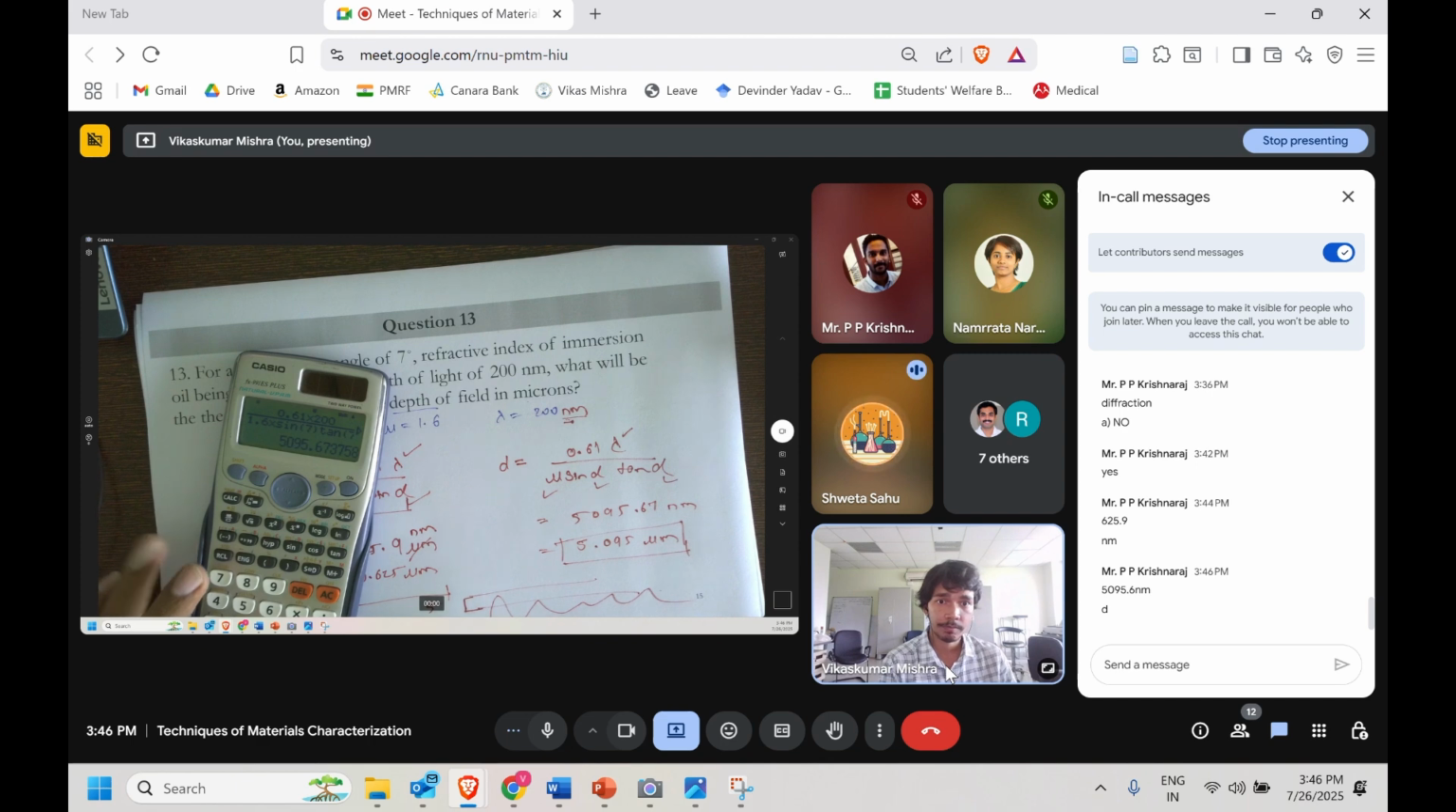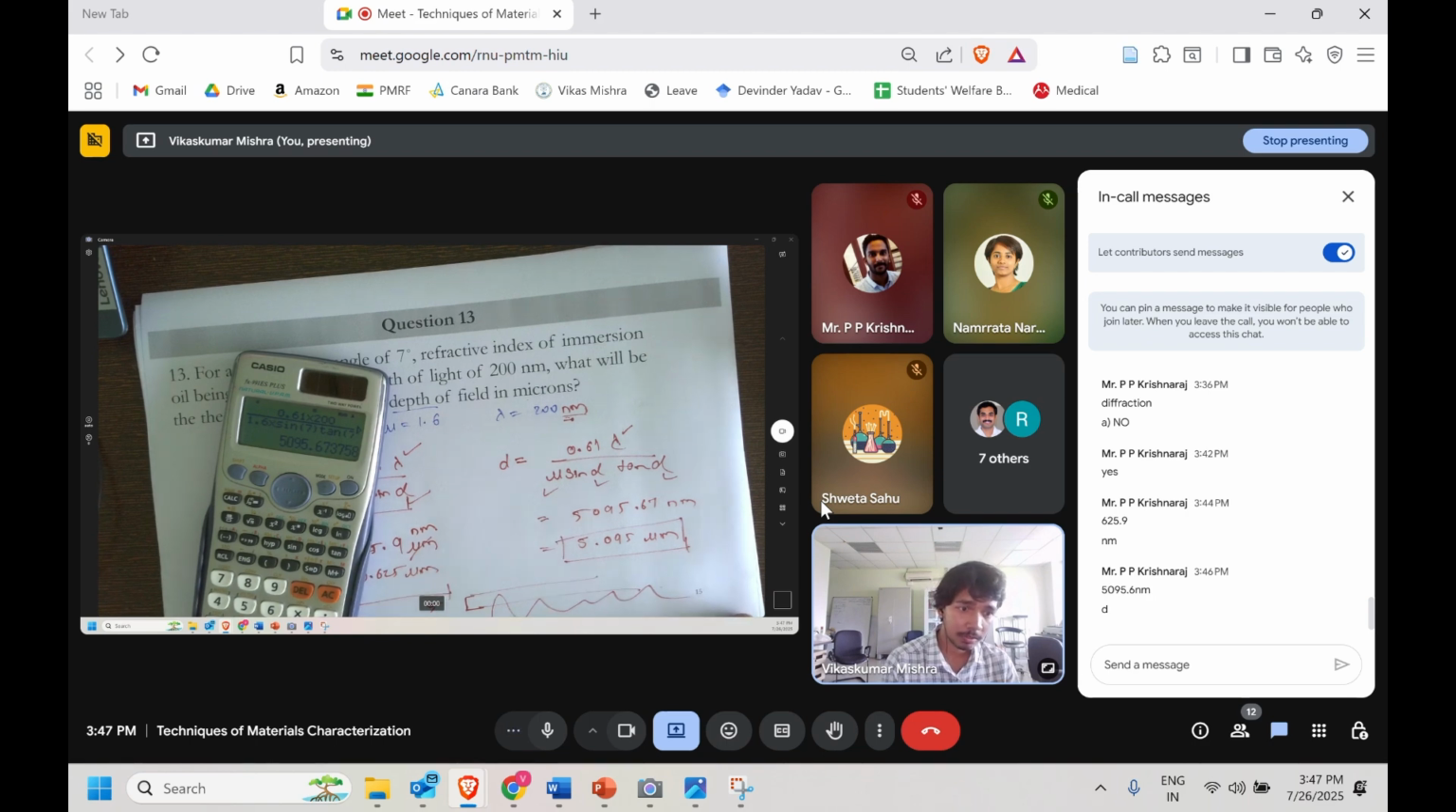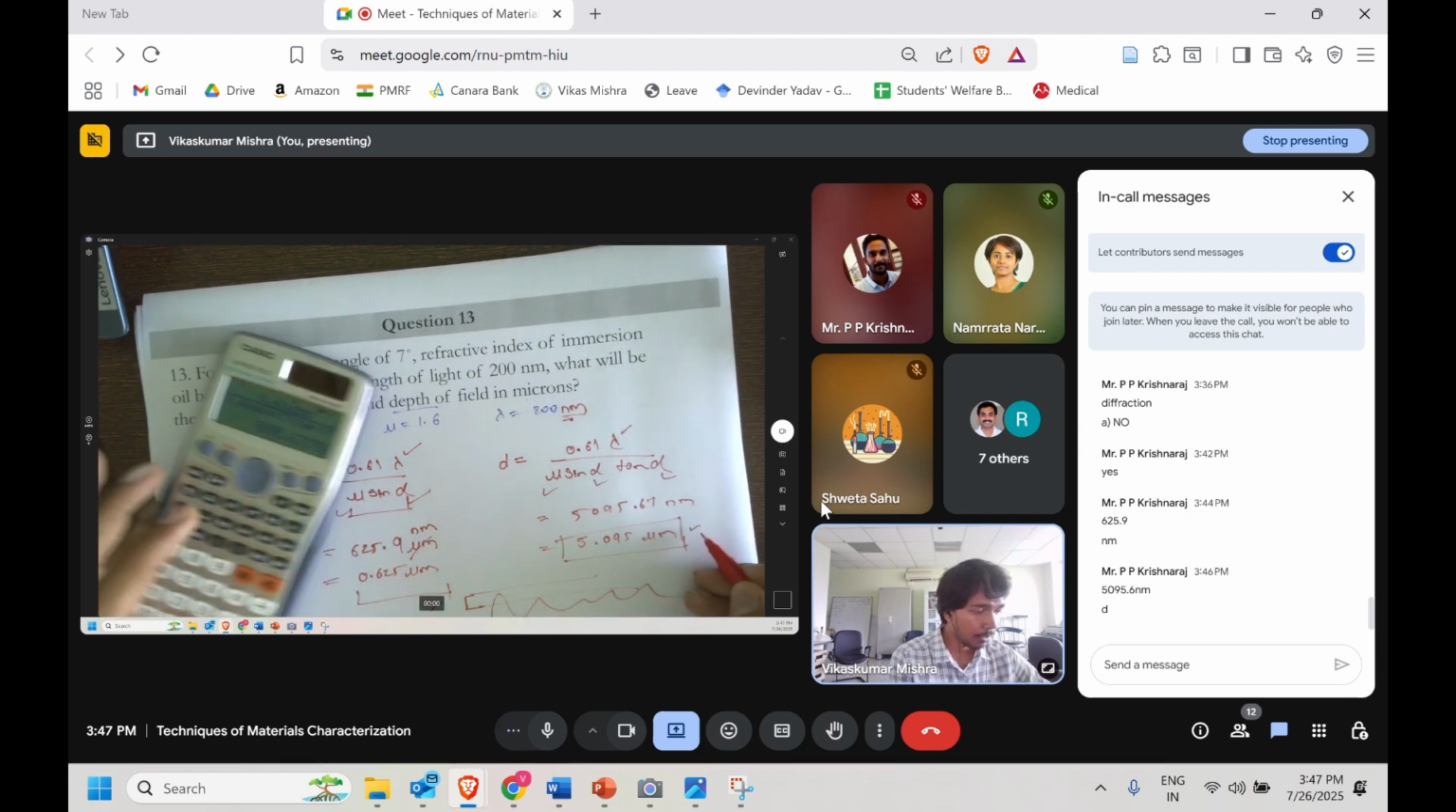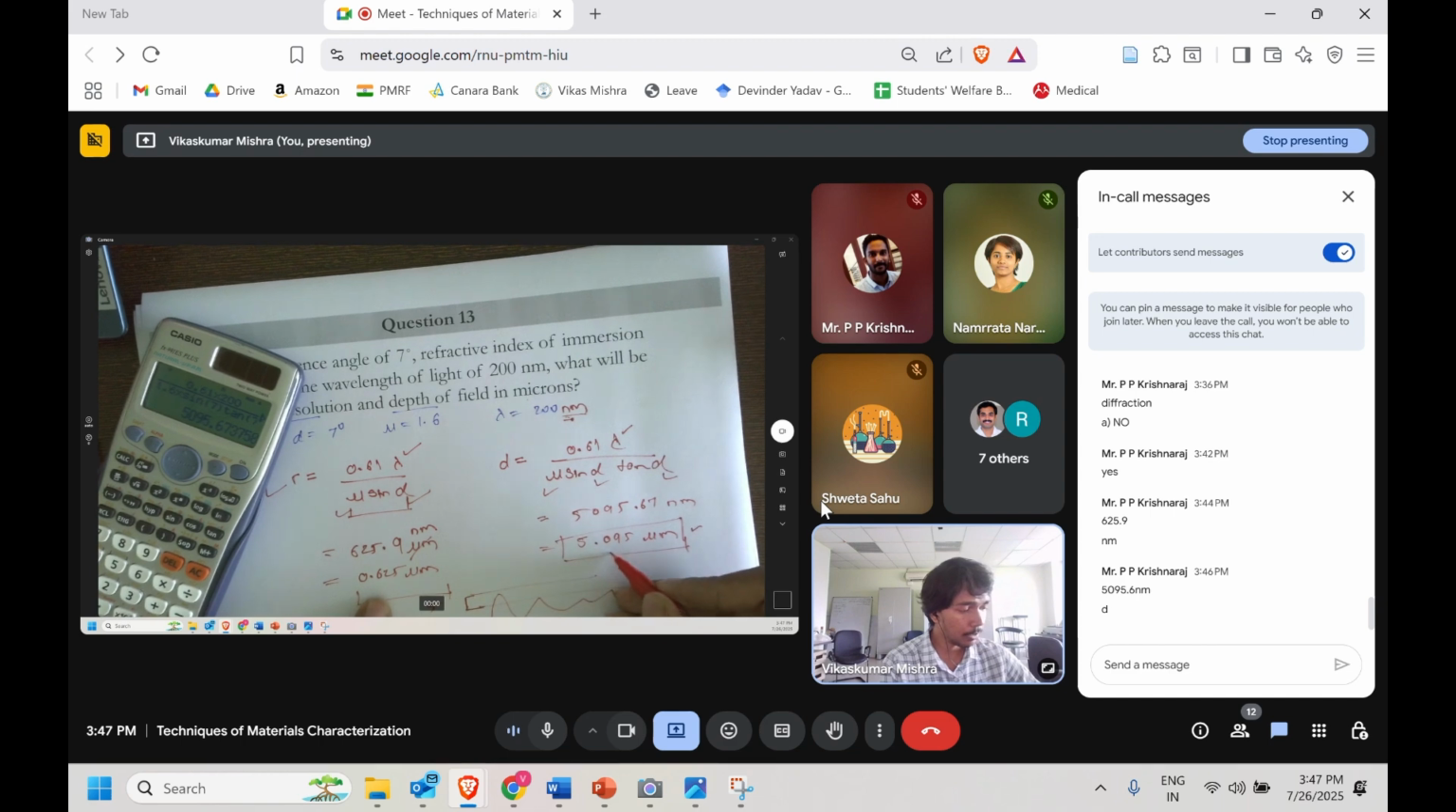Yes, Vita, any doubt? Yes, sir. If you can focus on a particular region, then half of the feature will not be in focus. So we should always try to observe this value in real life. This is the reason.